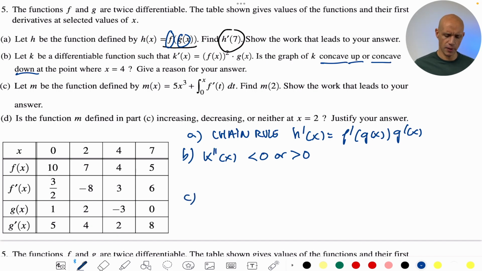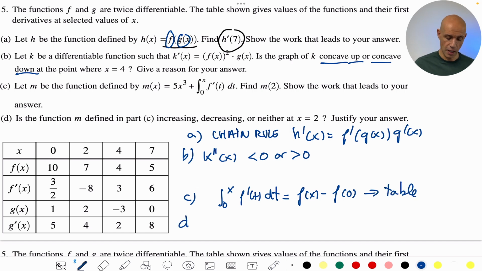Okay, so C. For C, we have this odd expression, but don't be too worried about seeing all this. This is because of the fundamental theorem of calculus. This is just f of x minus f of 0. We can look at that later. But basically, you just need a table to solve problem C. And for D, they want to see whether m is increasing or decreasing. So it's going to be slopes, so it's going to be the derivative of m. And the derivative of m implies we will go back to f prime, which is also in the table. So we will look at the table.